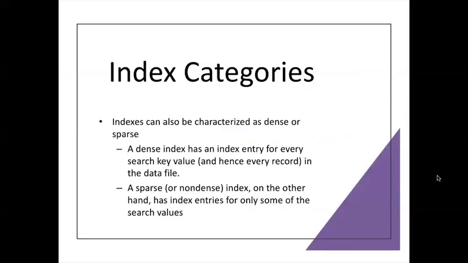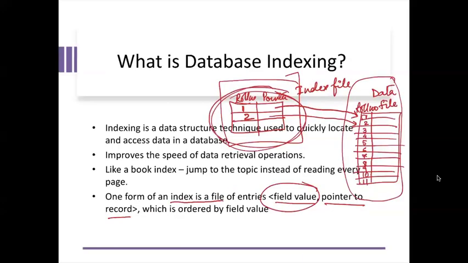Now these indexes can be categorized into either a dense index or a sparse index. In the previous diagram, we saw that for every roll number I have one pointer, and this pointer is pointing to the exact record where this data is stored.